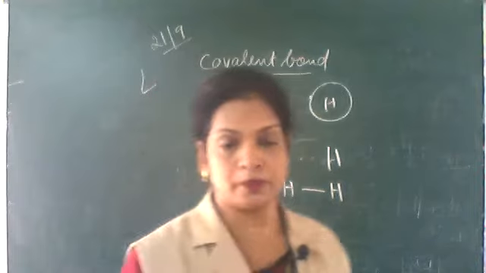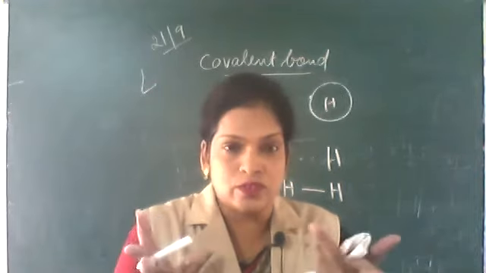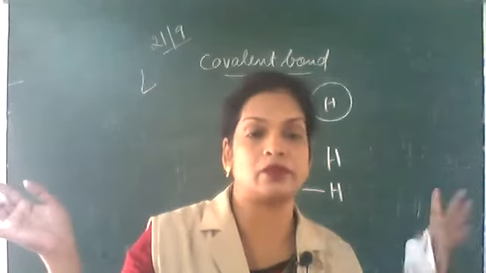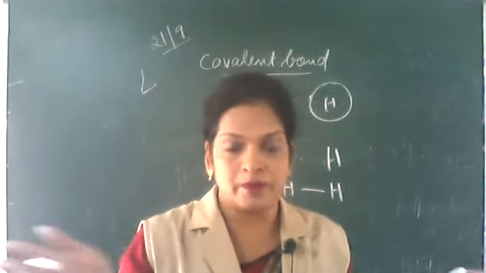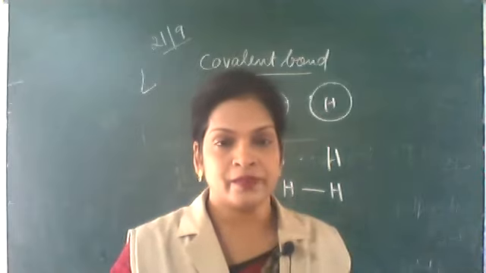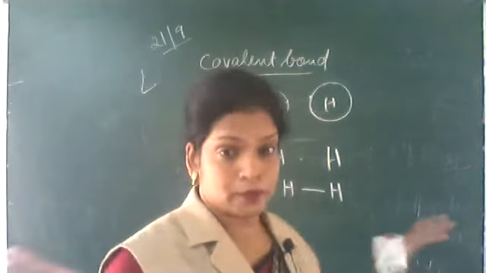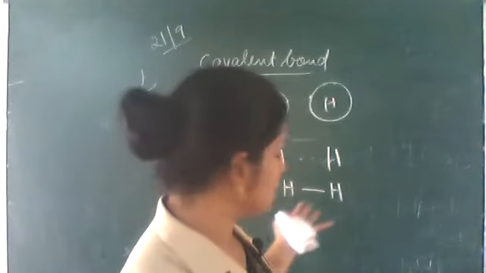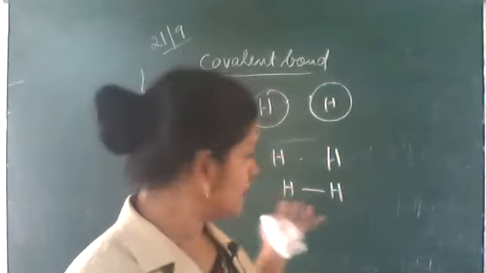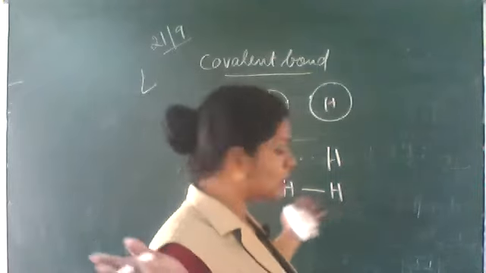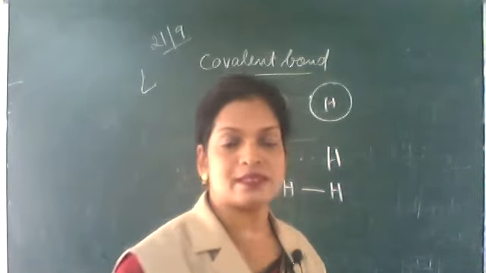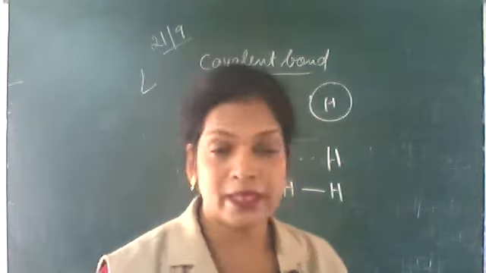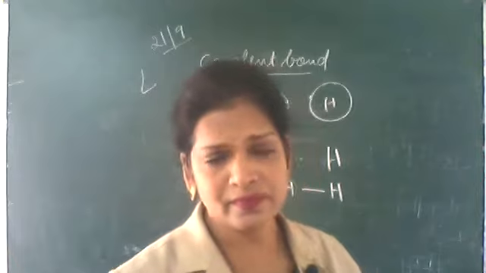Covalent bonding is formed between atoms of the same electronegativity. If one is highly electronegative and the other is very less electronegative or electropositive, the bond formed between them is an ionic bond. But here, it is the same electronegativity or the same type. So hydrogen and hydrogen, both are electropositive. Between similar ones, the bond formed is a covalent bond, so there is only sharing taking place.